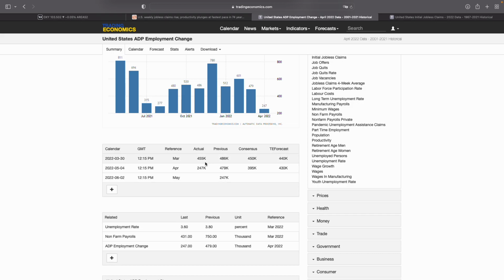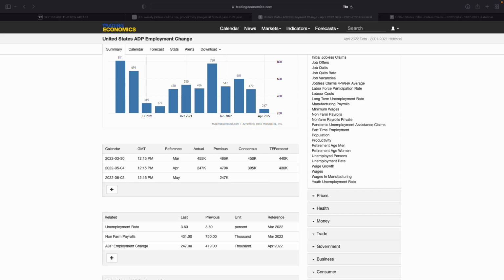Here we can firstly see that based off the last report, there were 479k new people added onto the payroll system. For April there were only 247k. That gives us an indication that fewer people were added to the payroll system for the month of April, which tells us that the job growth or the employment rate for last month was not as high as it was the previous month.